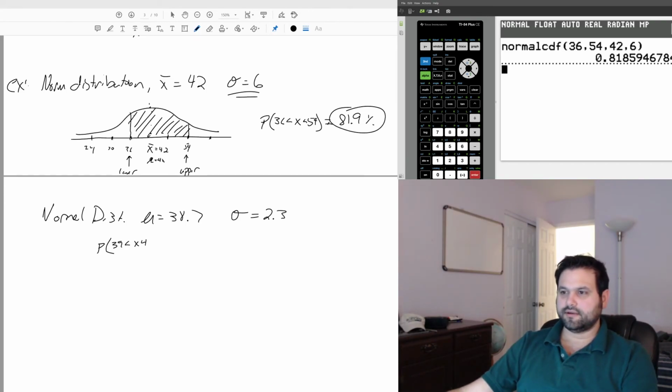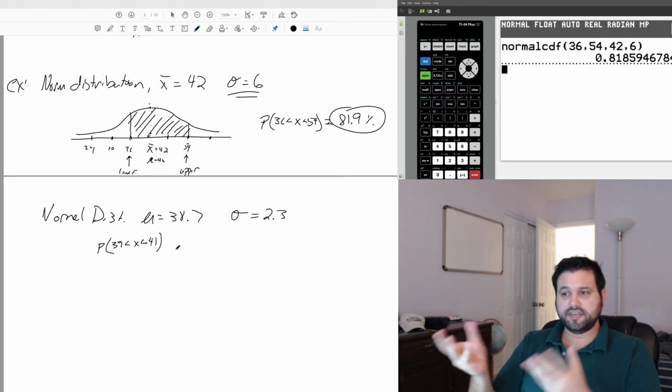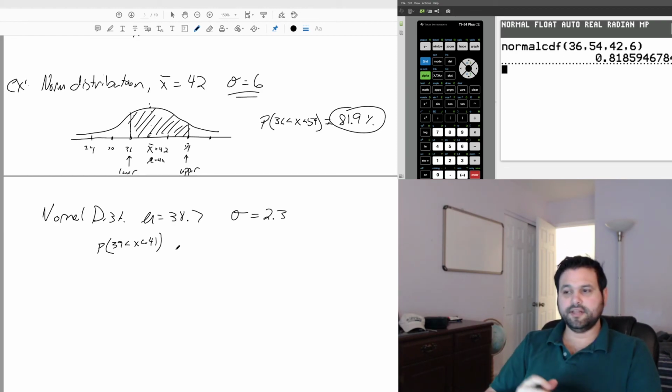Oh, forgot my less than sign. It's a smaller area, right? It's a smaller standard deviation. Let's see what this probability is. So go ahead and try it first, and then see if you agree with what I got.